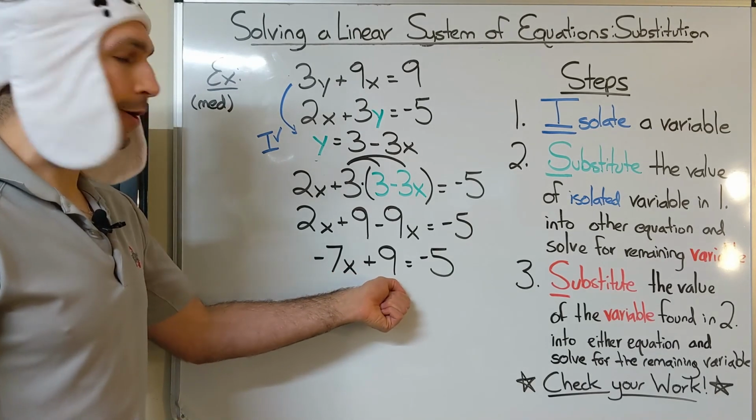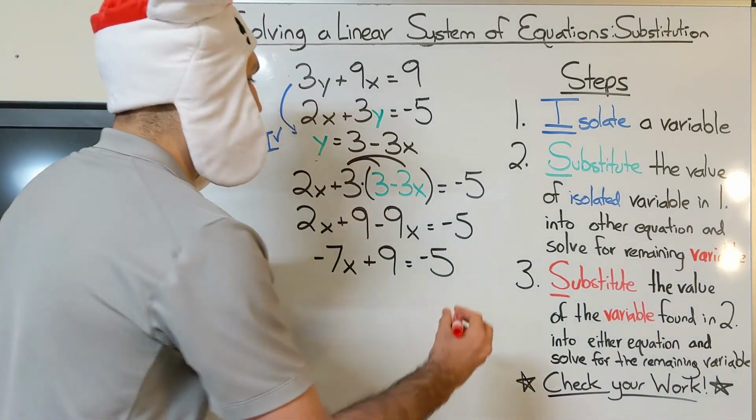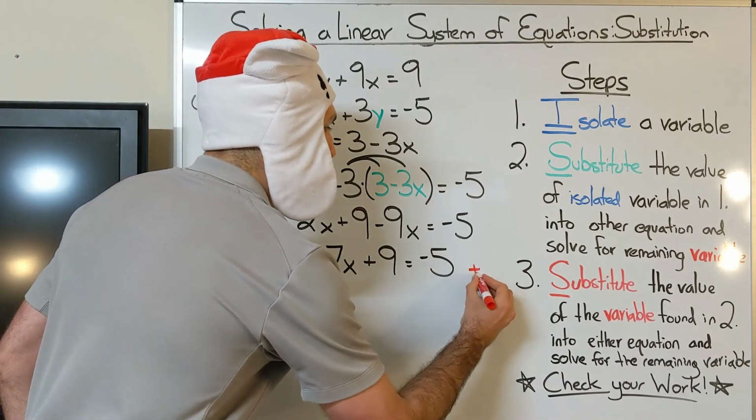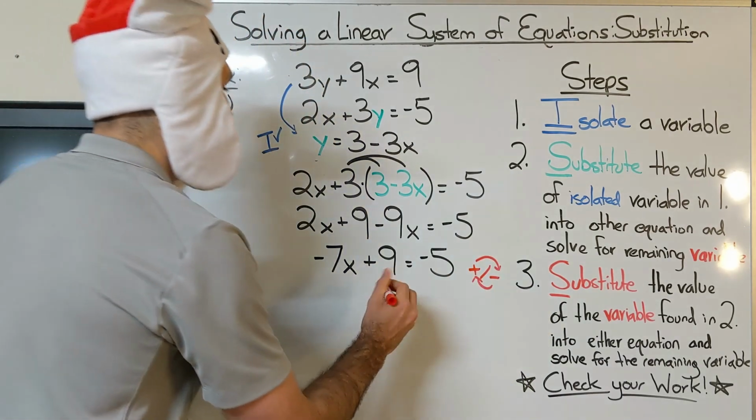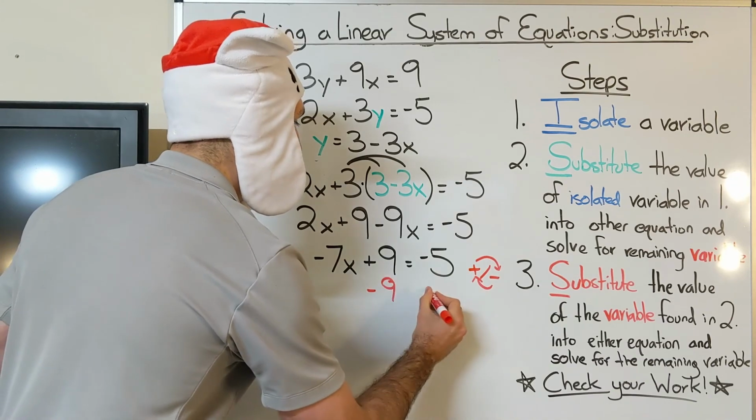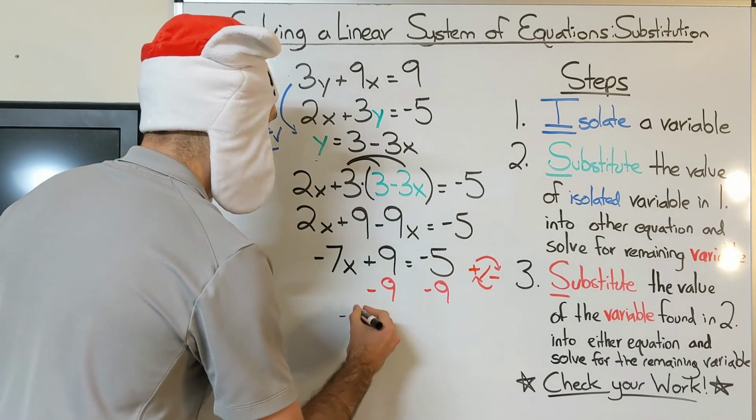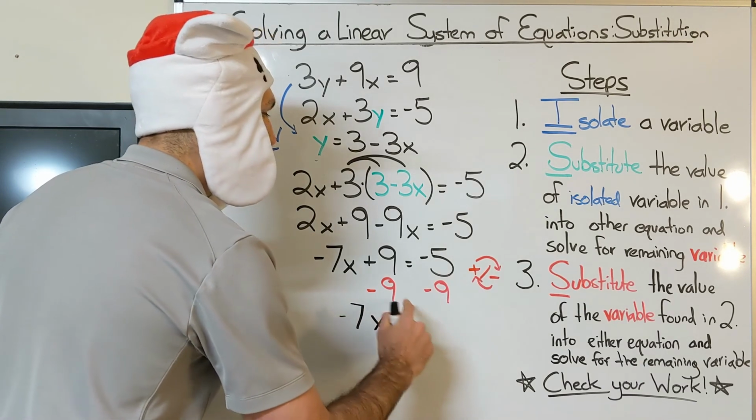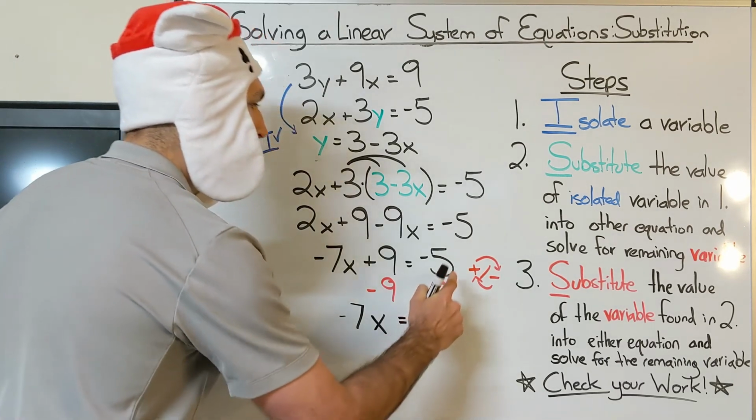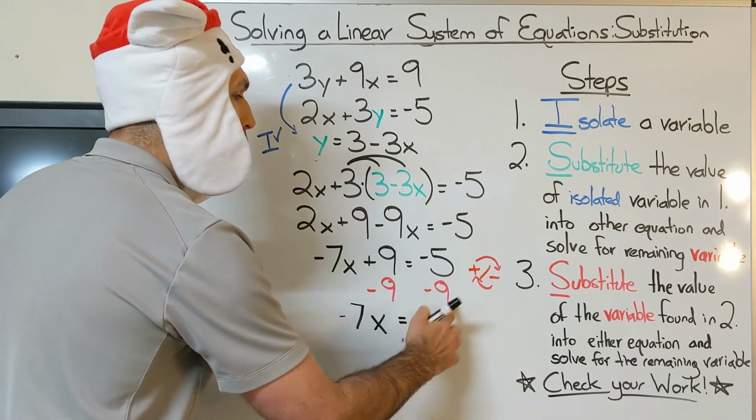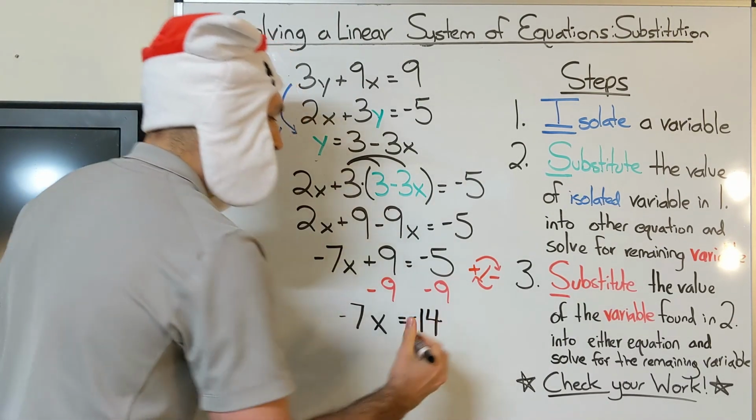I need to move this term, this positive 9, to the right side. So it's being added to our variable. The opposite of addition is going to be subtraction. So I need to move it to the other side by subtracting 9 from both sides. I haven't touched my 7x. 9 minus 9 is 0, plus 7x is 7x, equals negative 5 minus 9 more, so 9 deeper into the negatives will be negative 14.